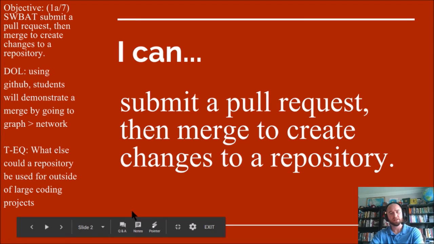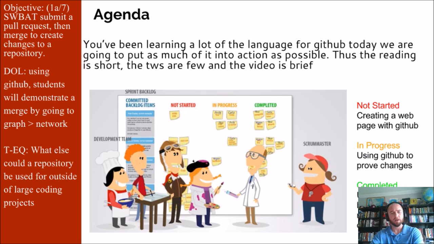Today's objective is to submit a pull request, then merge to create changes in a repository. Pretty light day today. You're learning a lot about the language of GitHub. Now we're going to try to put as much of that into action as possible, and thus the reading is short, the think-write-shares are pretty short, and the video is also brief. It just gives you a good description of what you need to do.